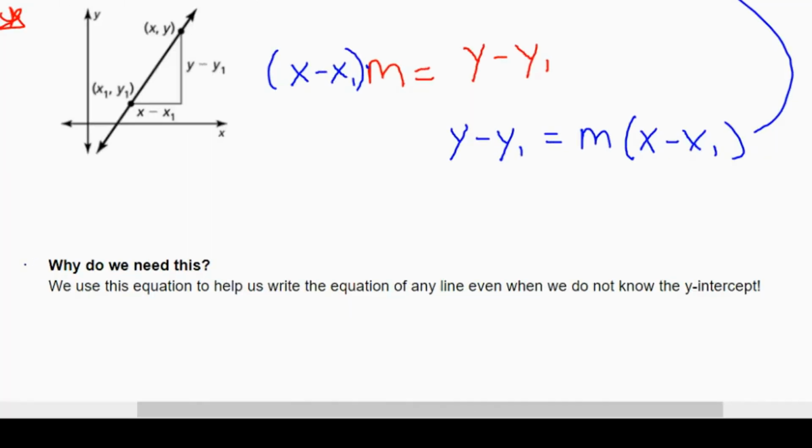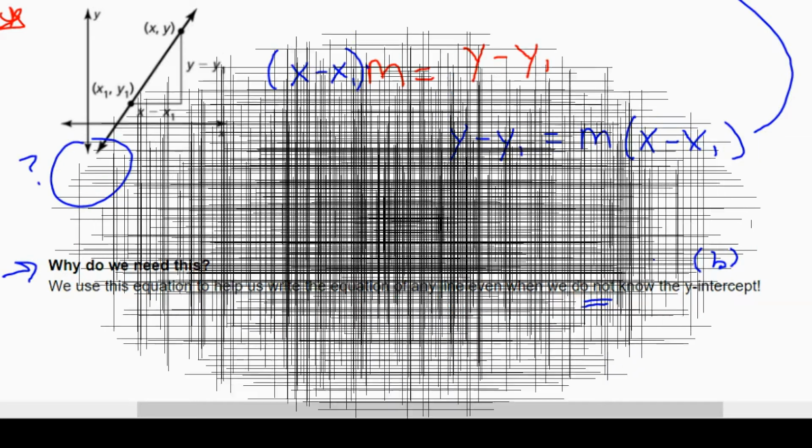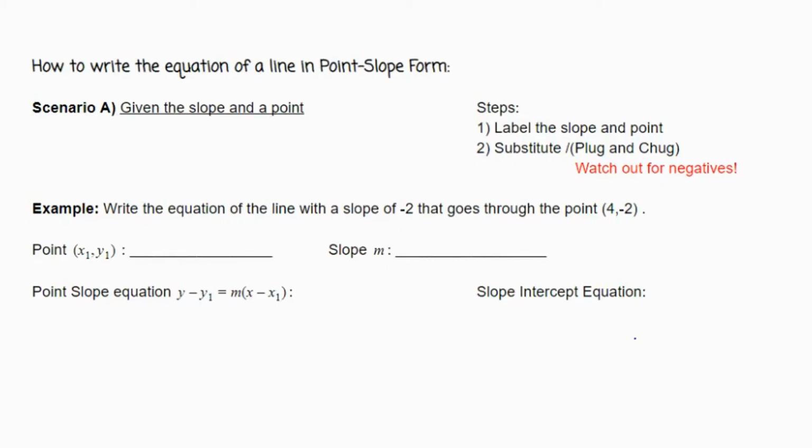All right, why do we need this? Why do we even care? We use this point slope equation to help us write the equation of a line when we do not know the y-intercept. If I'm looking at this graph in this picture, I don't know what the y-intercept is down here. It doesn't extend that far. So if you don't know your y-intercept, you are going to use our new form, which is point slope. So how do we write an equation of a line in point slope form?